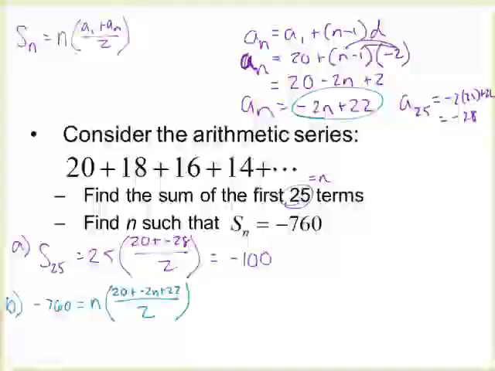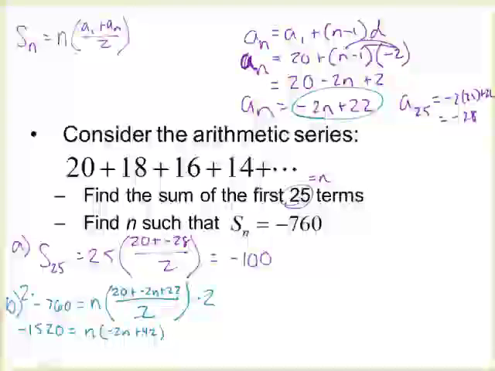And divide by 2. Questions on where something came from? Then I'm going to multiply both sides by 2 to get rid of that fraction. And combine like terms, so I get negative 2n plus 42.